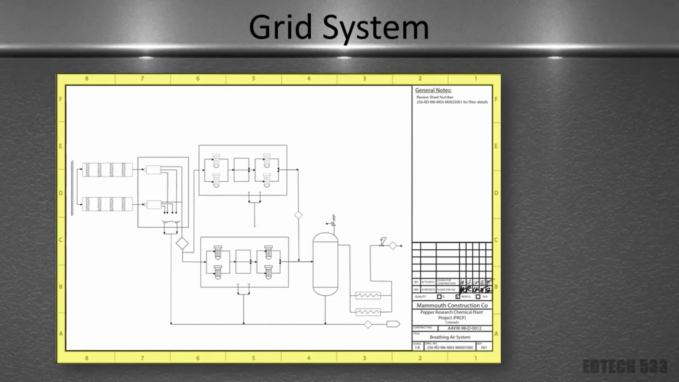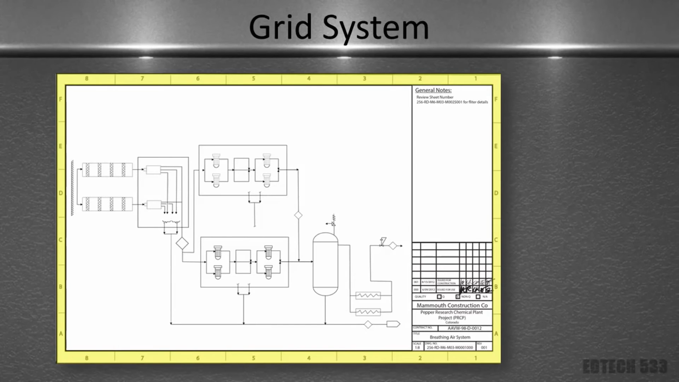Last of the anatomy of a PNID is the grid system. We place a grid system around the drawing to help communicate to others where items are on the drawing. If I need someone to go deal with a piece of equipment, I want to give them the drawing number so they know what drawing to pull up, and if possible the grid coordinate for them to look at so they don't have to search the drawing.